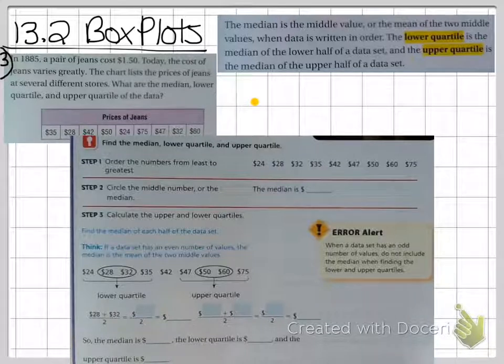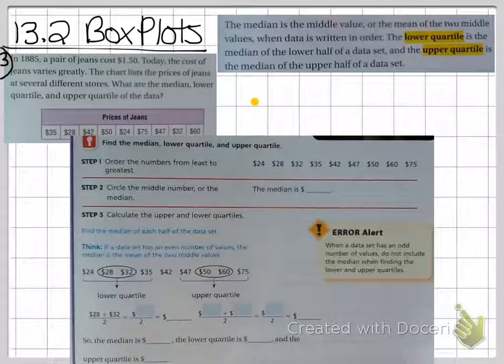Box plots are a way of showing data, and it really focuses on the median. So the median, again, is the middle value or the mean of the two middle values when the data is written in order. So again, whenever we have to find the average of the two middle data points, it's because it's an even number of data points. Then there is the lower quartile, which is the median of the lower half of the data set, and then you have the upper quartile, which is the median of the upper half of the data set.